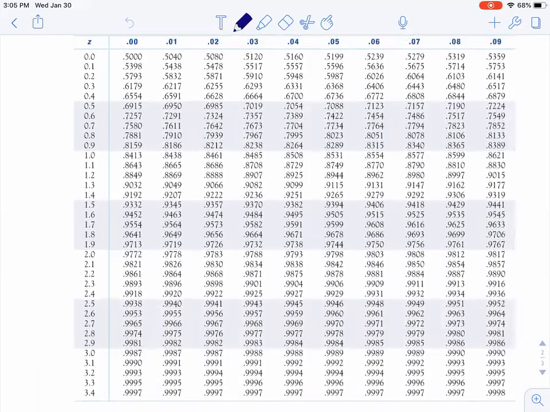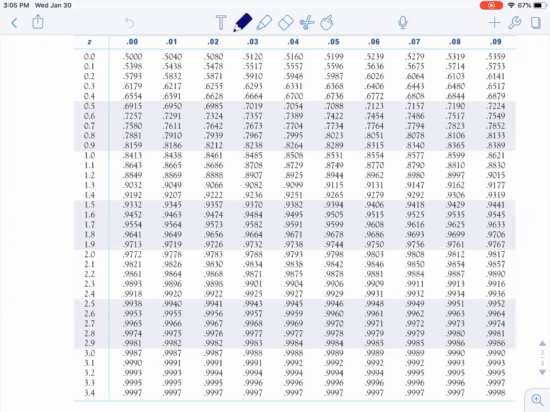It maxes out at a Z of 3.49, just like we talked about earlier. The area to the left is 0.9998, making the area to the right of 3.49 0.0002. We also know that because of the symmetry, right?